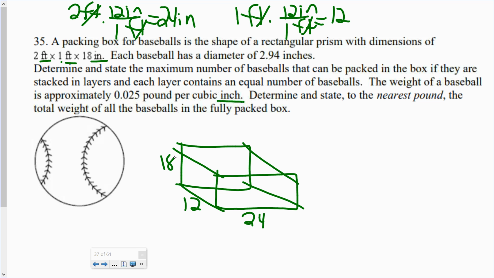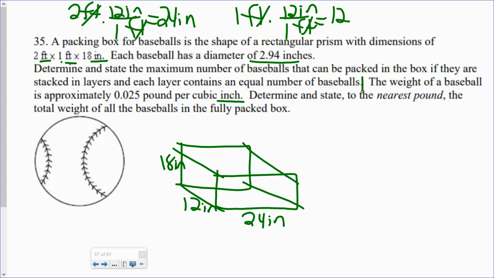Each baseball, we're putting baseballs in this box, and each baseball has a diameter of 2.94 inches. And again, this is all inches. Determine and state the maximum number of baseballs that can be packed in a box if they are stacked in layers, and each layer contains an equal number of baseballs. I can't cut the baseballs in half.